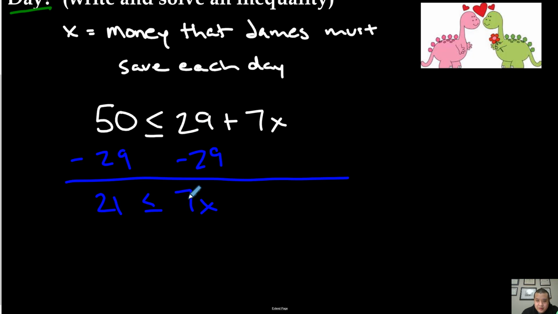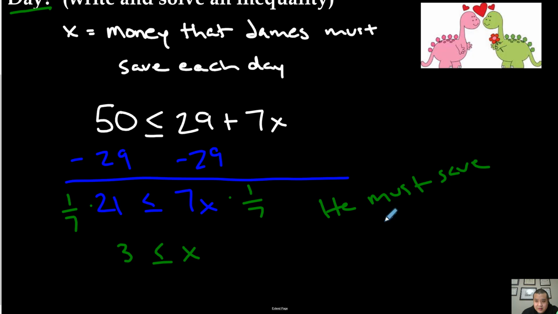And then we're going to divide by 7 or multiply by 1/7 to both sides, and we find out that he needs to save at least $3 per day. He must save at least $3 per day.